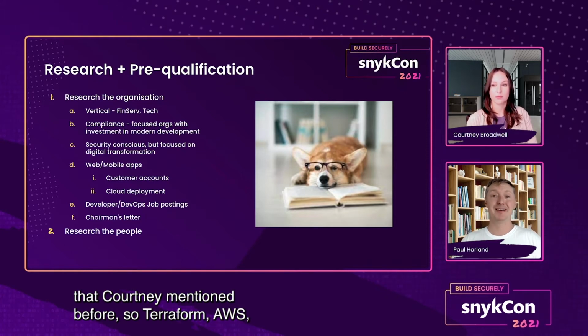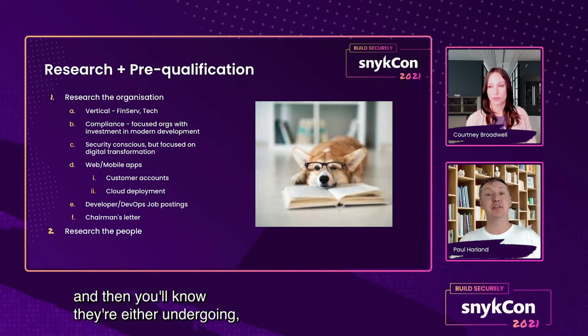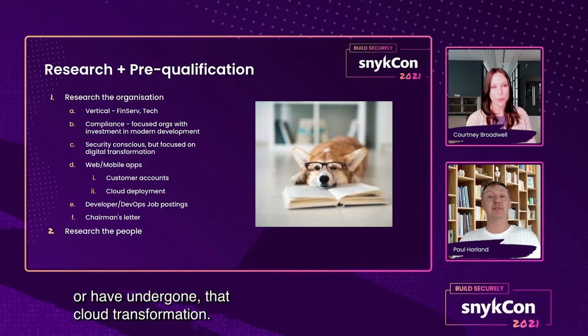So Terraform, AWS, all of these types of scripts, Kubernetes, you want to be looking for keywords like this, and then you'll know they're either undergoing or have undergone that cloud transformation.